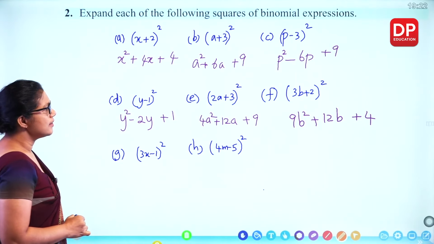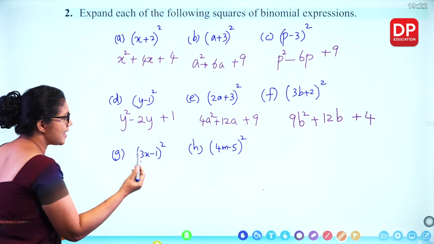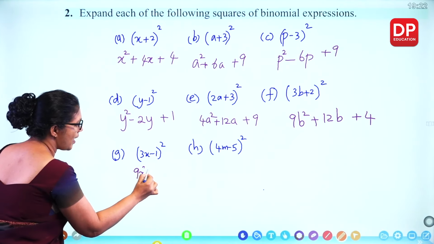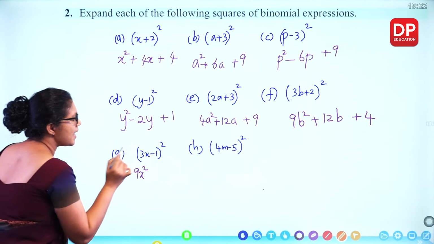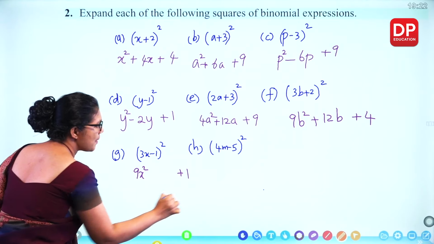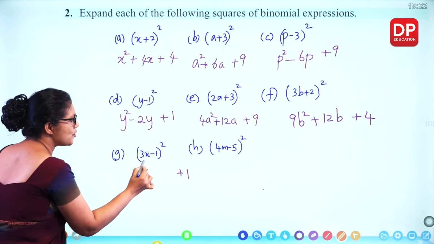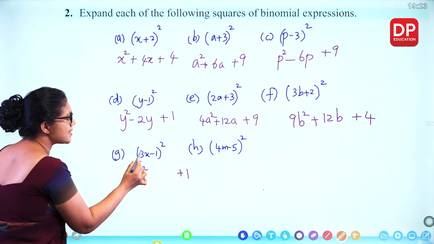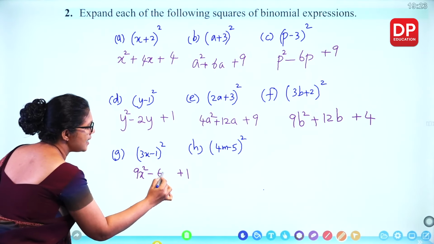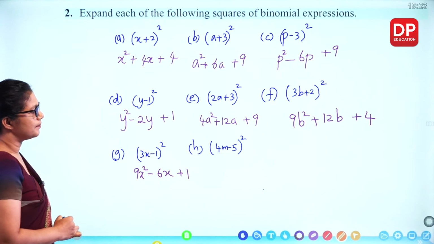This one, first term squared is 3x into 3x becomes 9x squared. What's the last term? Minus 1 into minus 1 becomes plus 1. What's the middle term now? Double of these two. 2 times 3 is 6. 6 times 1, minus 6x.